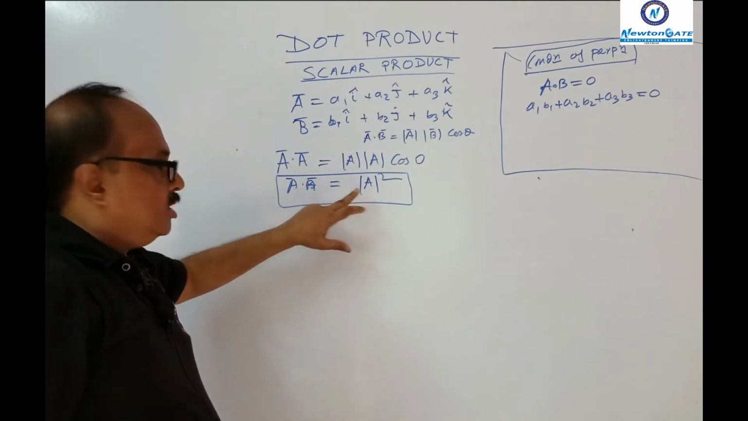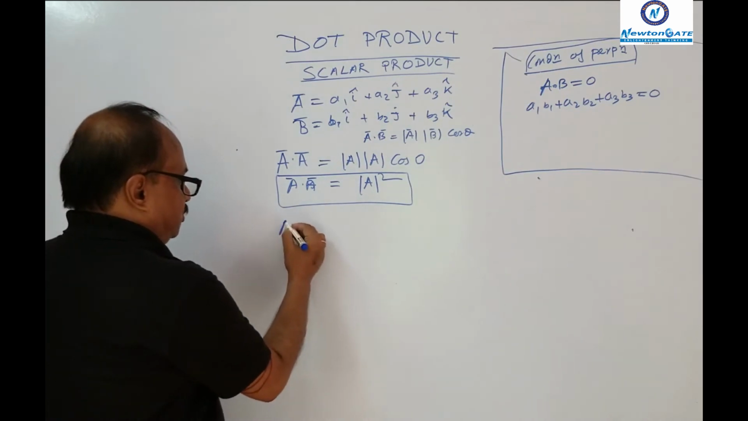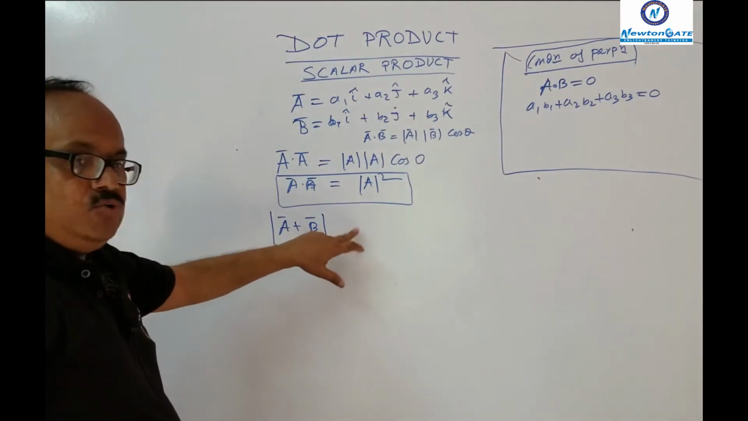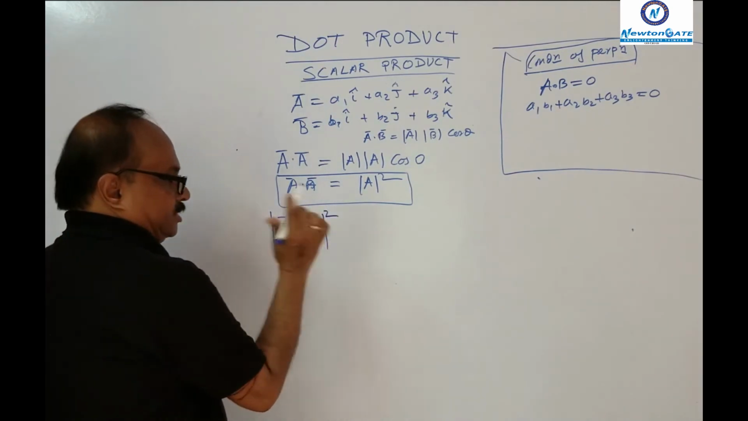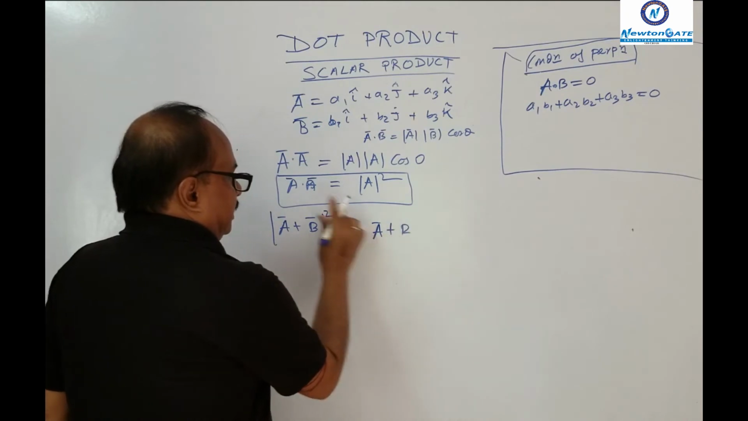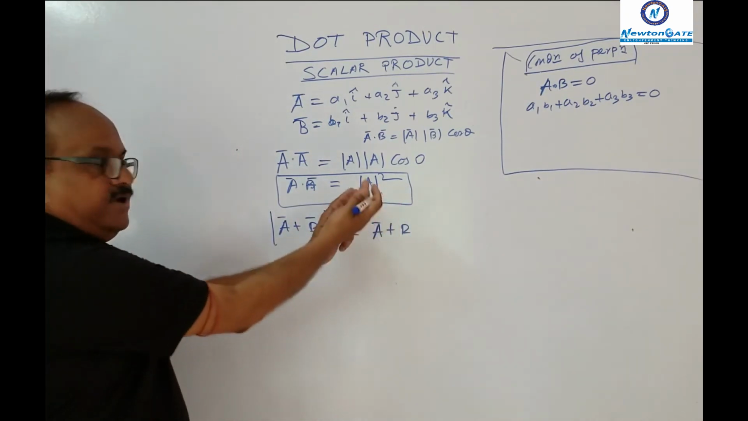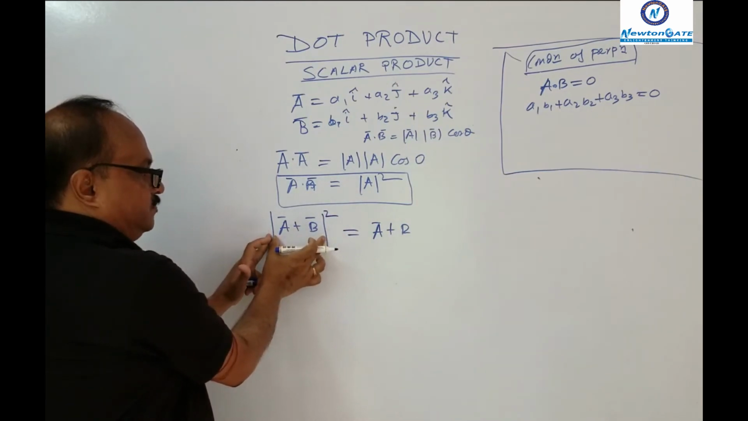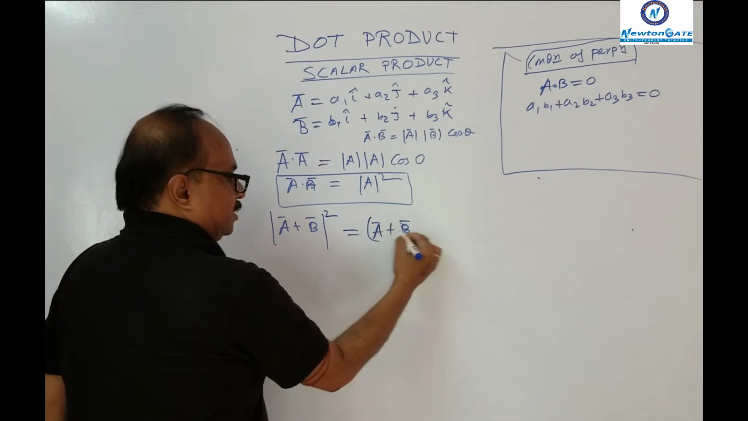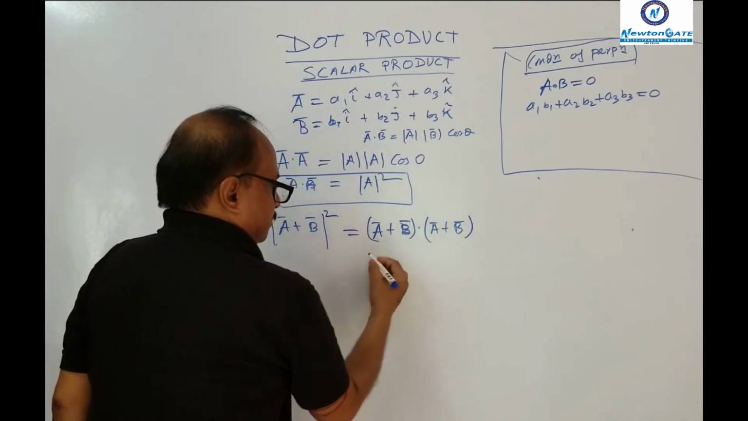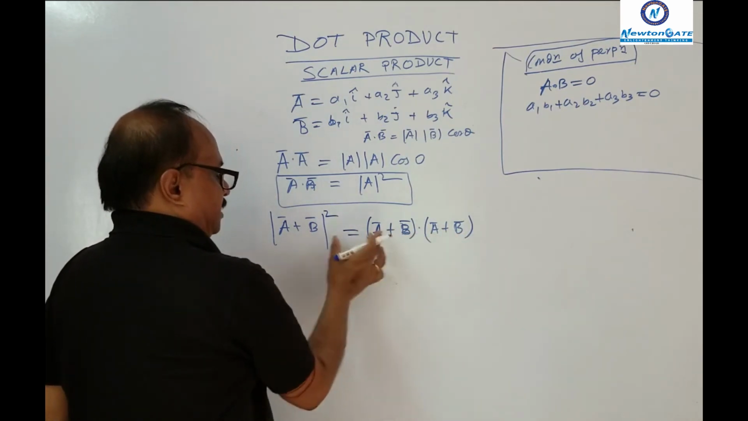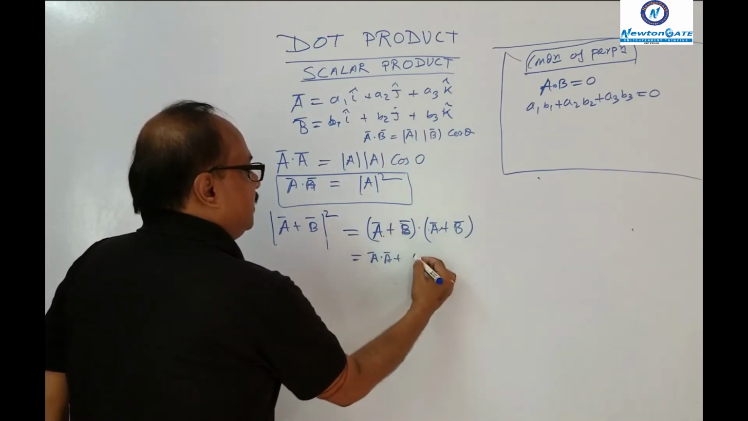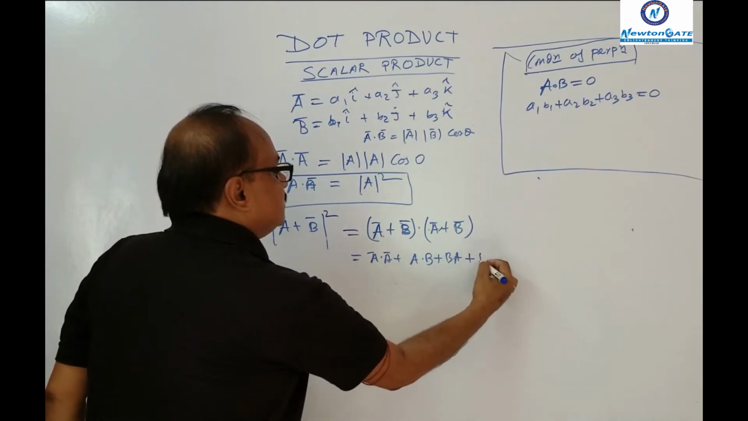Now I am using this to find out, suppose you have A plus B, two vectors, I want to find its magnitude. In that case, I will do how? Let us see. So just square it. Using this, A dot A is magnitude of A square. The reverse of it, magnitude square can be written as A dot A. Same way, the magnitude of A plus B whole square can be written as A plus B dot A plus B. Here it is no more magnitude. Now I will multiply this: A dot A plus A dot B plus B dot A plus B dot B.